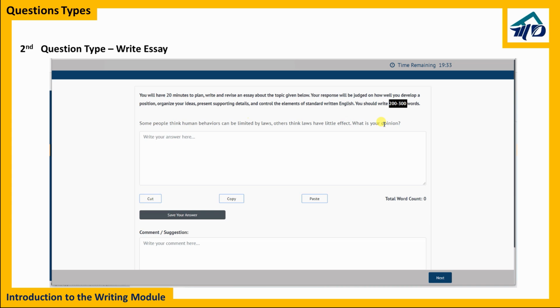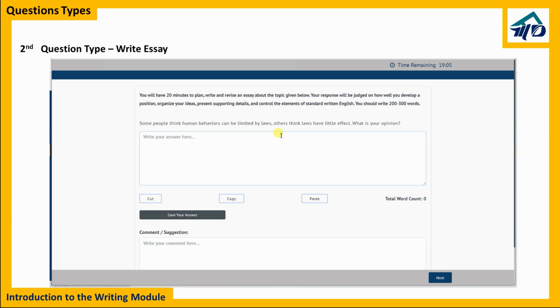Like here, the essay type is what? Opinion essay. They are asking your opinion. Some people think human behaviors can be limited by laws. Others think laws have little effect. So this is your topic. You have to write the essay here. You have the usual options, cut, copy, paste, whatever word tools are there. So this is how you would be getting these questions in the exam.